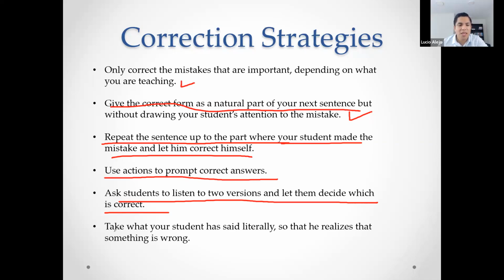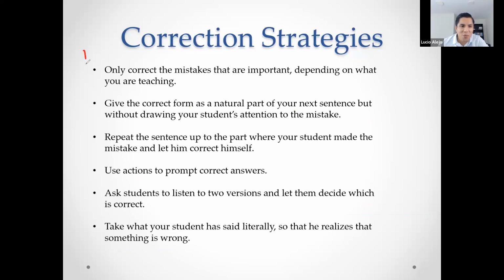Okay, perfect. You can take what your student has said literally so that he realizes that something is wrong. Well, this is exactly what I said before, right? You can repeat the mistake they made, but use an exaggerated tone of voice. You can say something like, you go to Piura? And they could correct themselves, like, oh, no, sorry, I went to Piura. Good. So as you can see, there are different ways to correct students' mistakes. There's not only one, but different ways.